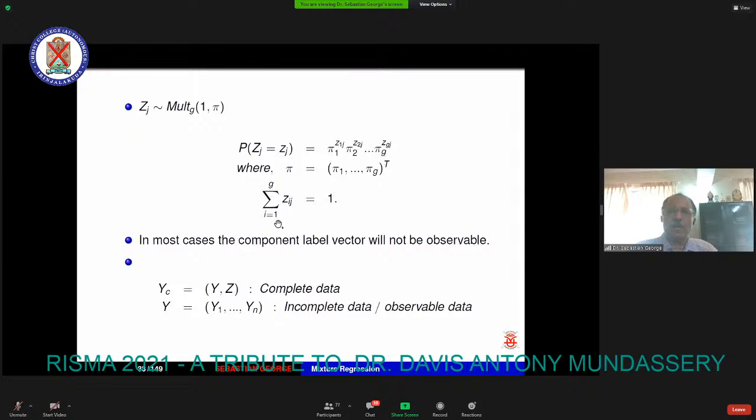Remember, when you take this Z into account, you have a complete data structure of this particular type. But the problem is that your variable Z is basically an unobservable kind of thing, a hidden variable. So your Y_c is equal to (Y, Z). That is the complete data. And Y1, Y2, etc., Yn is the incomplete data.